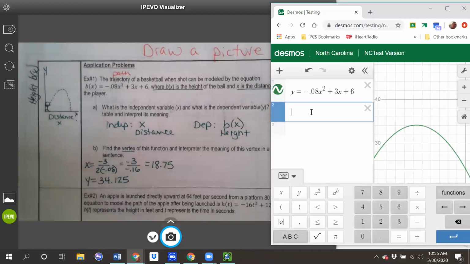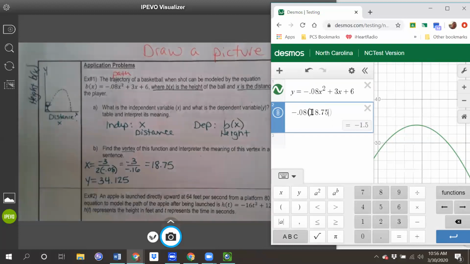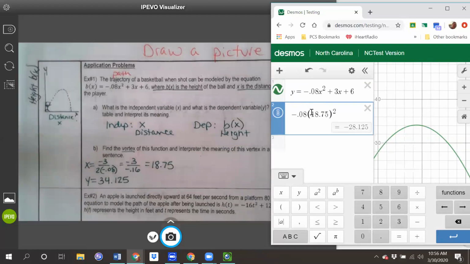How can I double check that? I can plug my 18.75 into my equation. So what was it? Negative 0.08 parentheses 18.75, close it up, square it, arrow out, plus 3 parentheses 18.75, and then plus 6. Okay, cool. So this confirms right here that it is truly 3 decimal places. Okay, so I feel good about that.